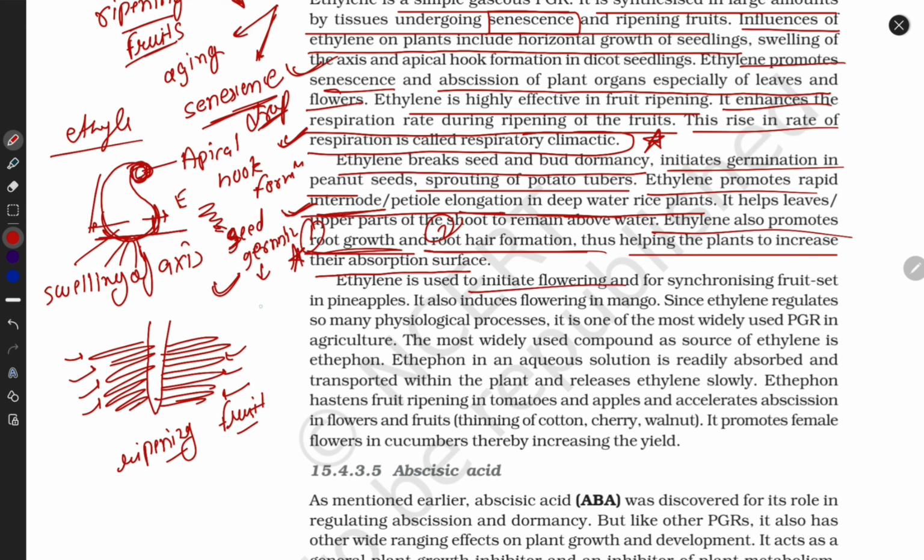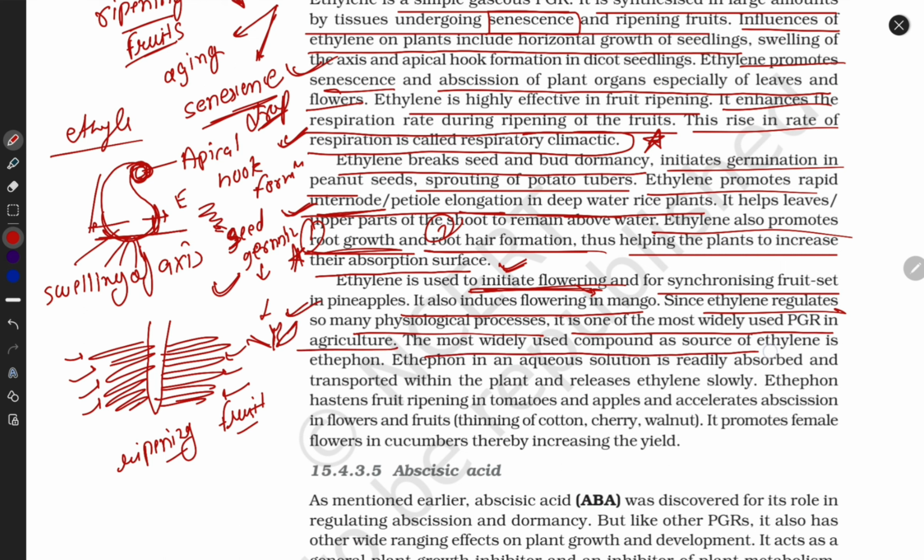They initiate flowering. Very important function, initiate flowering. Synchronizing fruit set in pineapple. It also induces flowering in mango. The one example is the flowering in mango. Ethylene regulates so many physiological processes. It is one of the most widely used PGRs in agriculture because of fruit ripening.